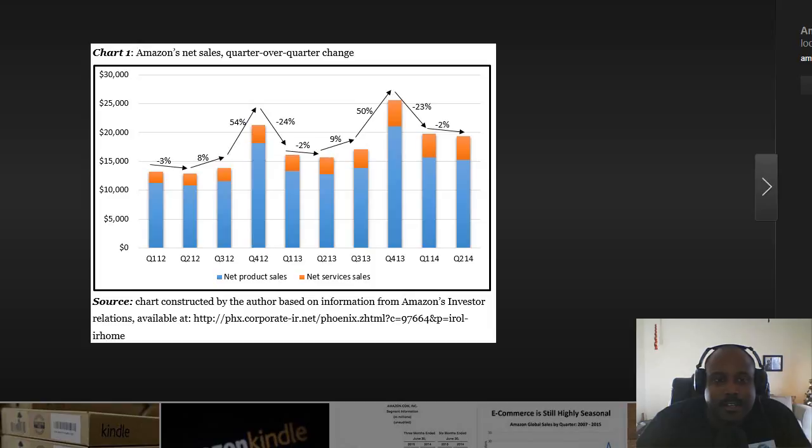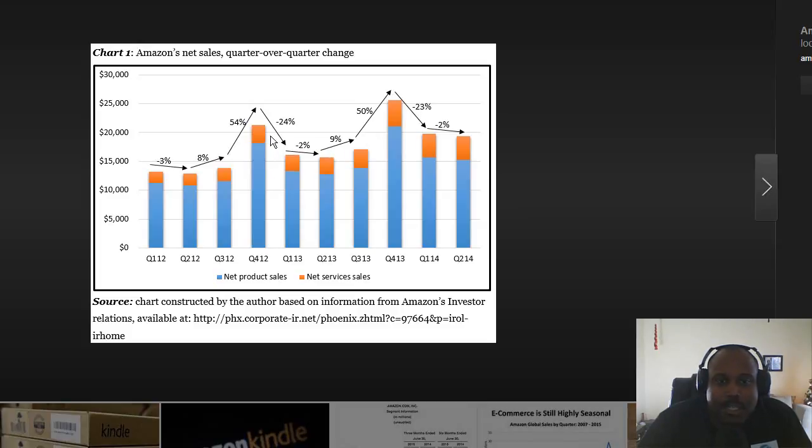So I can't talk about the Amazon seasons without first talking about Q4. And this is kind of an older graph from a couple of years ago, 2012 to 2014, but on this graph, you can see some pretty good points. So we're going into Q1 right now, and as you can see from this graph, generally there is going to be a 23% drop in sales. That is just how it is.